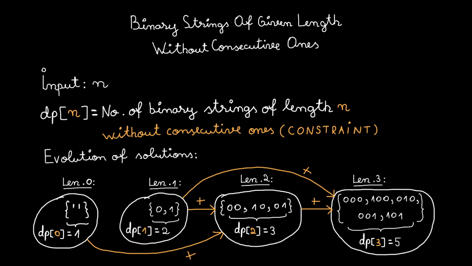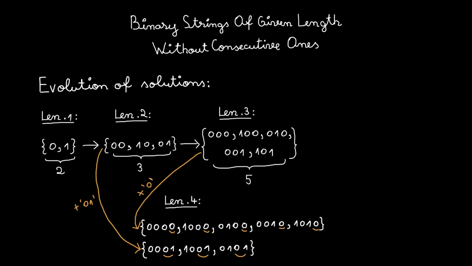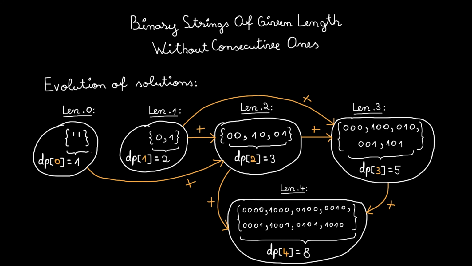And the same for length 4. We have to pick each string from the length 3 set and push 0 to its end, and then pick each string from the length 2 set and push the characters 0, 1 to its end. The first set has a size equal to dp of 3, and the second set has a size equal to dp of 2. So the number of valid strings of length 4, or dp of 4, is going to be equal to dp of 2 plus dp of 3. So at this point, I think it is pretty clear how each dp is going to be computed according to the previous ones.